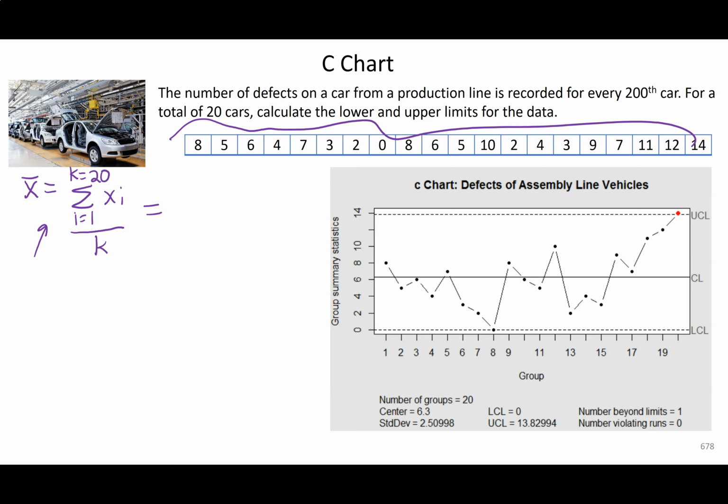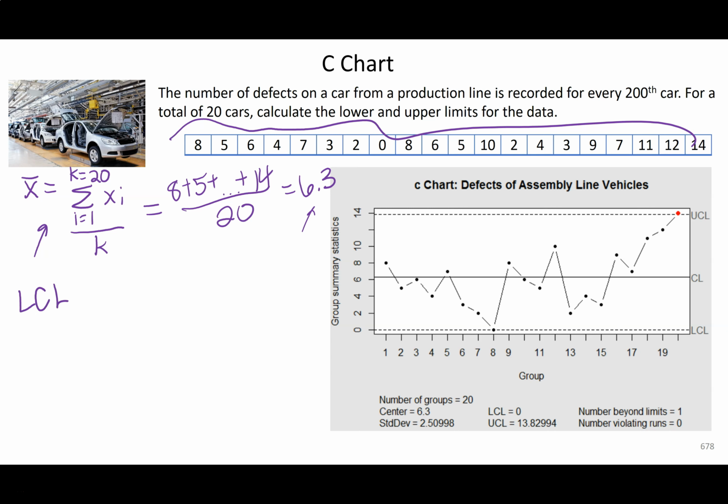I have 20 subgroups here. So that's going to be 8 plus 5 plus, all the way through 14, over 20, and I end up getting 6.3. It's totally fine that this is a decimal. This is an average. Counts, average counts can be decimals. That's fine. So from there, I pretty much have calculated everything I need to put this together.